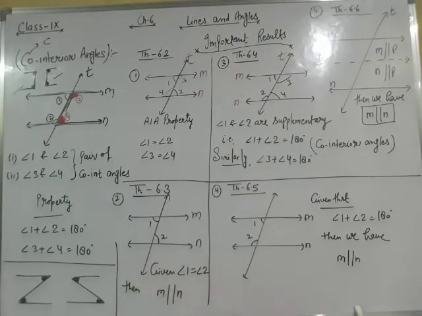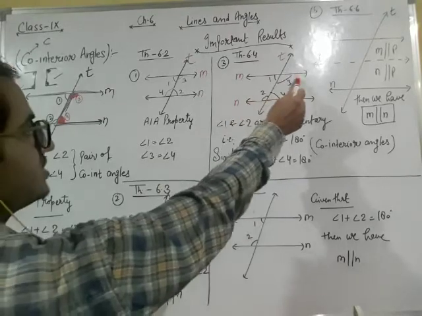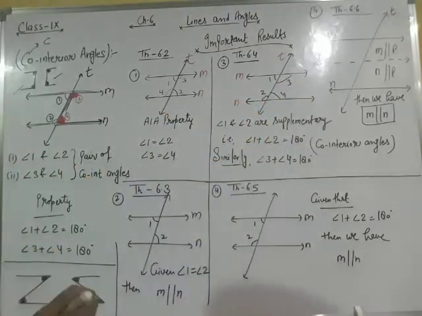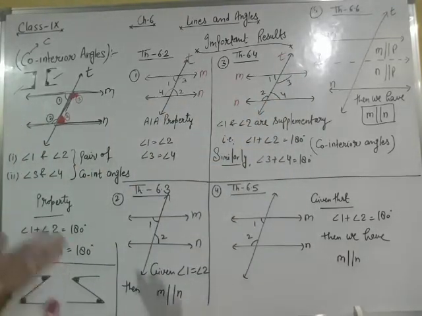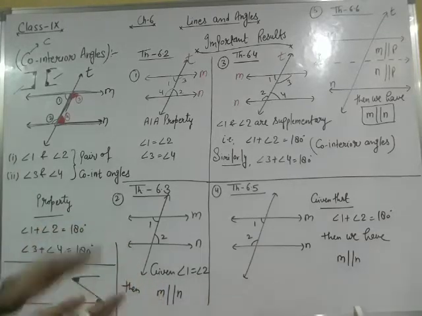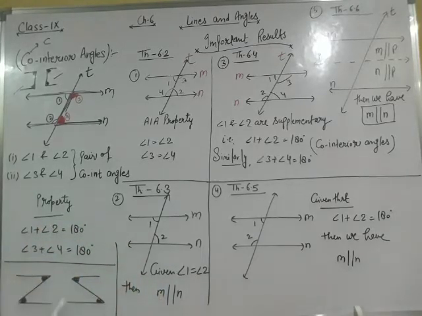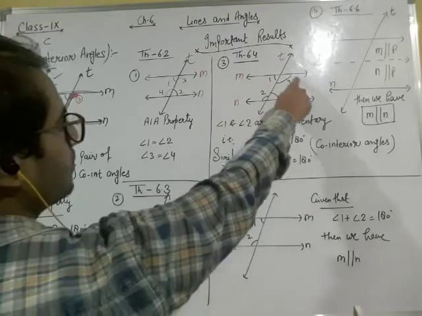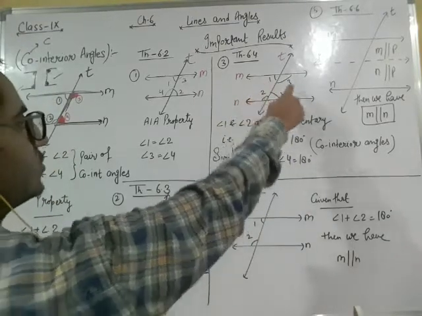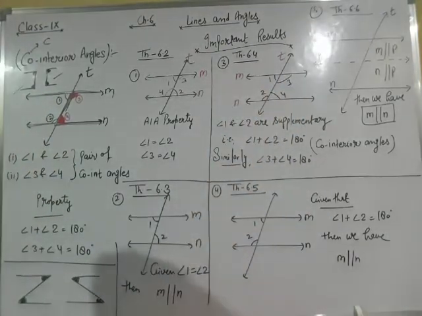Then each pair of interior angles, how many interior angles are there? There are 4 interior angles, 1, 3, 4 and 2, because these 4 angles lie in the interior part of the parallel lines, right? This is the interior part where angle 1, 2, 3, 4 are formed.